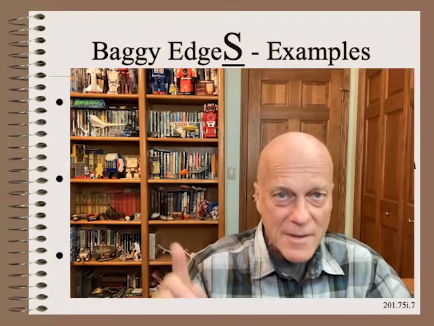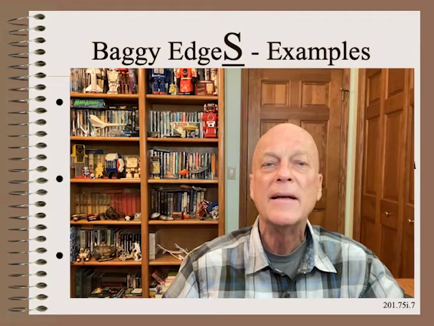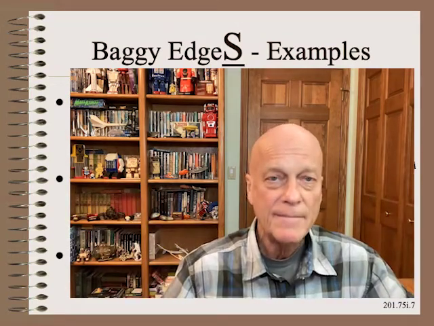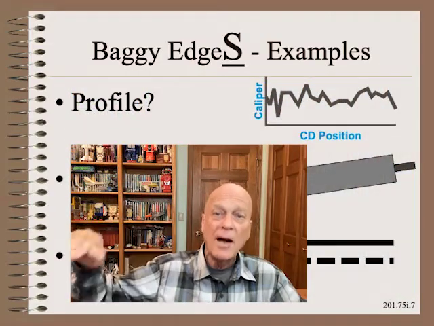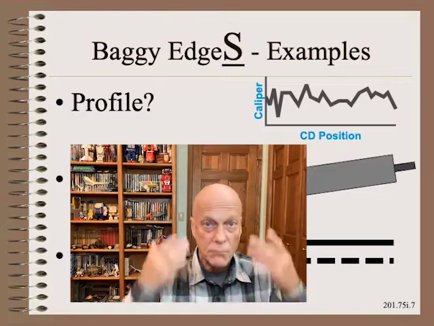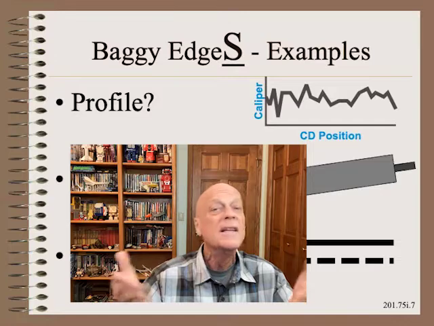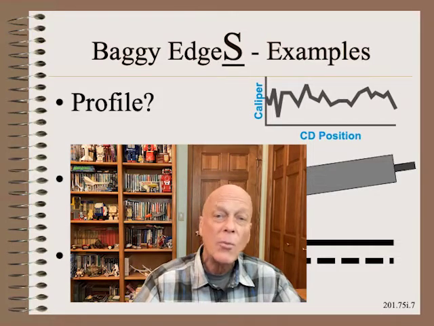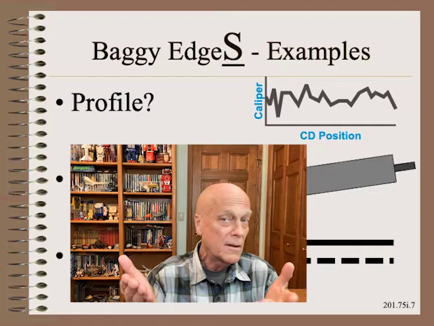Let us suppose that baggy edges is a complaint. Here, both sides of the web is baggy. Someone suggests that poor profile might be the cause. Certainly plausible, because we know that profile is a major cause of bagginess, as was seen in my Web201 Baggy Web Troubleshooting series. So, what about this profile?